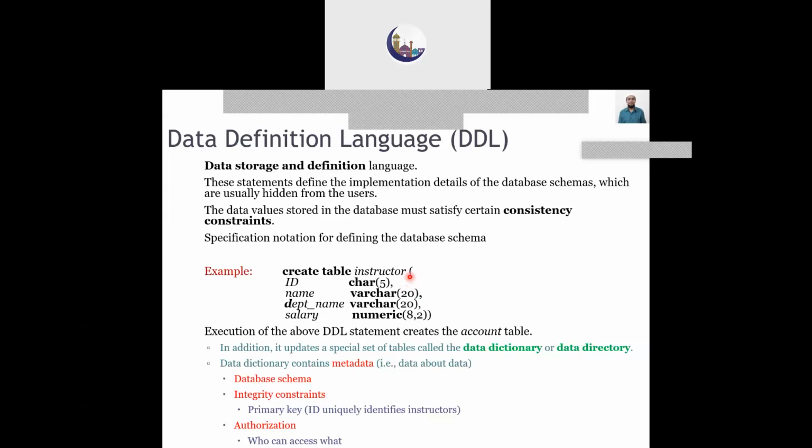Otherwise, it cannot determine it. So, a data dictionary is very important. It contains the following things. First thing is the schema: what it is going to contain, what is the name of the table, how many columns it is going to contain, and what their data types are.